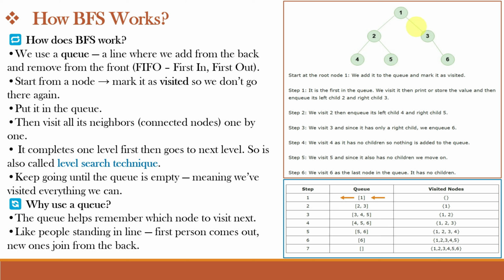So this is how BFS uses a queue to move level by level. This is level 0, this is level 1, and this is level 2. So BFS always goes wide first before going deeper. So here we can see level 0 is completed, here level 1 is completed, and here level 2 is completed, and therefore it is also called a level search technique.